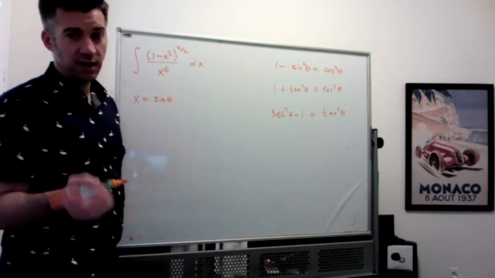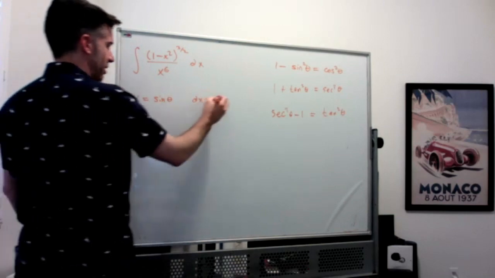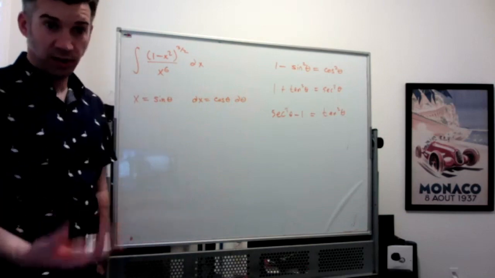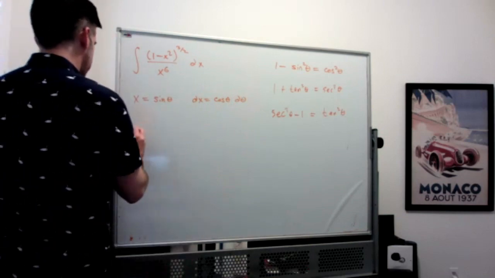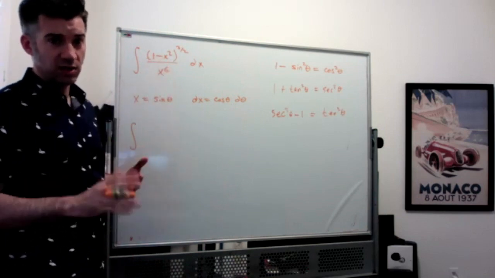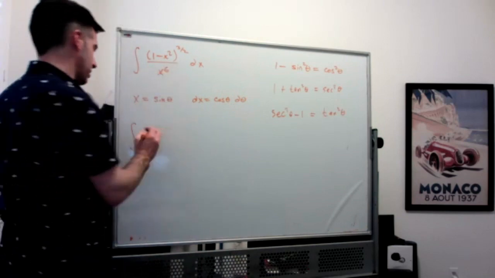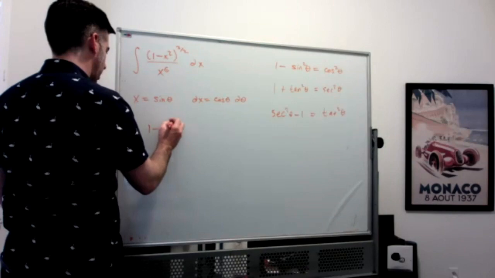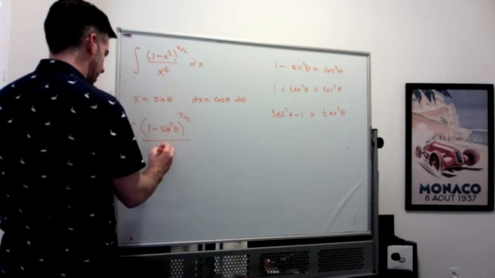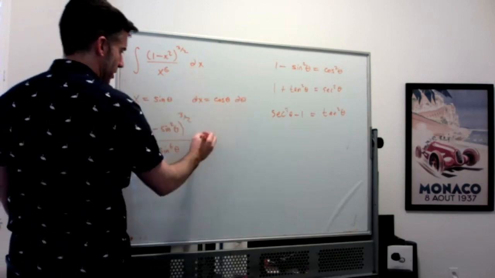And then immediately, the next thing we always want to write down is dx, the derivative of sine theta, which is cosine theta. And then we start replacing things. The nice thing about this is you don't have to worry about making the u-substitution work out, you just throw it all in. All my x's become sines. So you get (1 minus sine squared theta) to the 3/2, sine to the 6th theta in the bottom, and dx is cosine theta d theta.